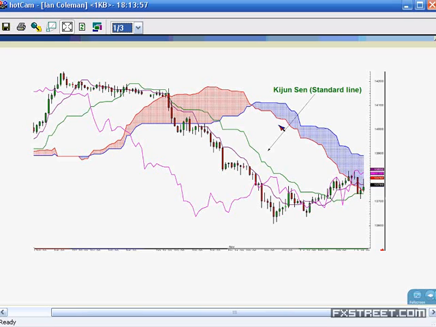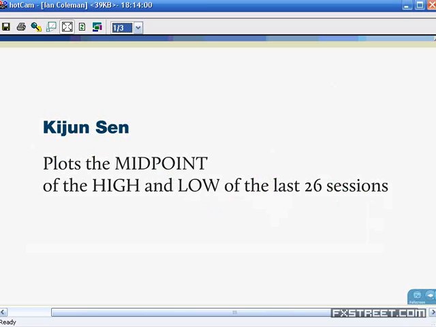So Kijun-sen is again like a moving average. It plots the midpoint of the high and the low of the last 26 sessions. So we're getting back to that monthly period. You've got to remember, this is a 1 month period, 26 sessions. You can use it in time frames, but most Japanese traders will use it in higher time frames. Okay, they'll use it for a bias of a weekly or a daily call. Not many will use it too much further down.